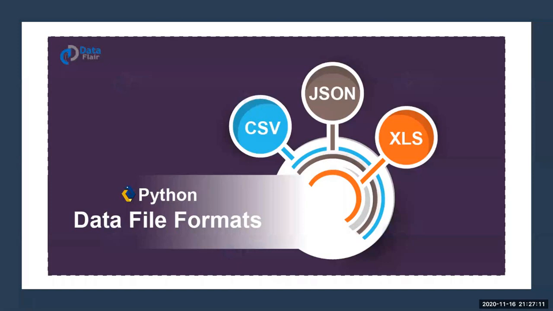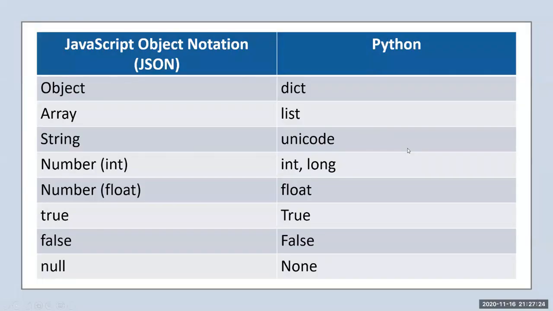JavaScript arrays and objects. JavaScript array is a special type of object. And for Python file formats we have JSON, CSV, and XLS. These two have a very good mapping. JSON's object is a Python dictionary, array is list, string is Unicode, number is integer or long, float is floating point, true and false are capitalized in Python, and null in Python is called None.